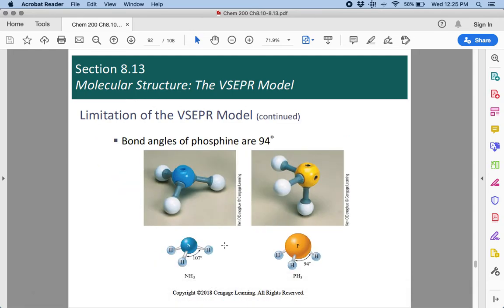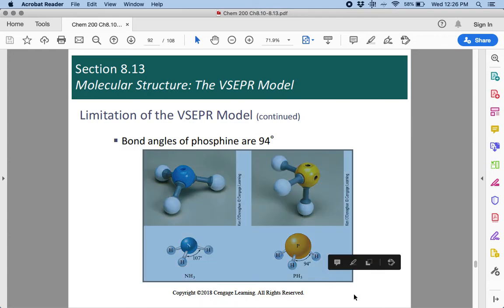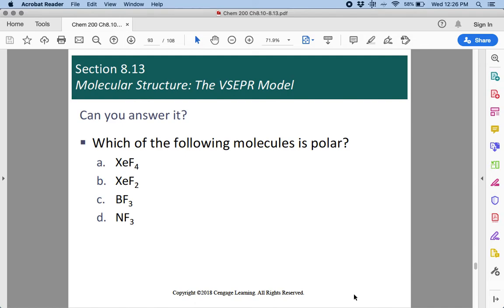However, that's not really the case. When we actually experimentally get crystals of each of these solid compounds, we see that the NH3 does follow that very nice trigonal pyramidal shape where we have a 107 degree angle. However, our phosphorus does not. We end up being significantly smaller, around 94 degrees. So it won't always be perfect, but it is a very reliable model to use.